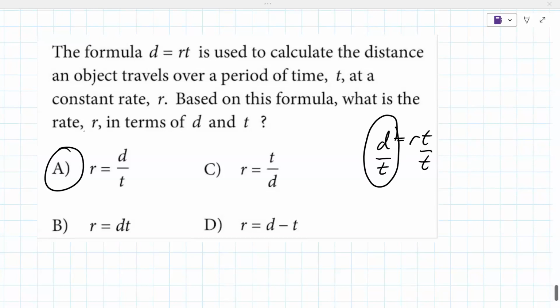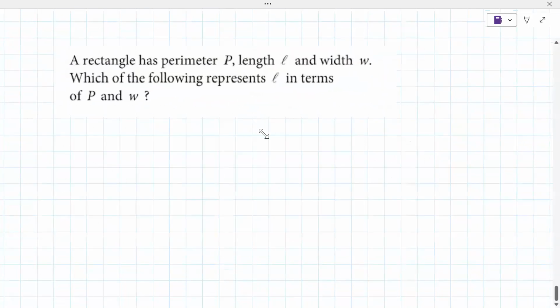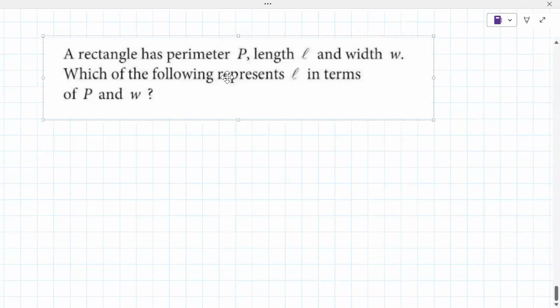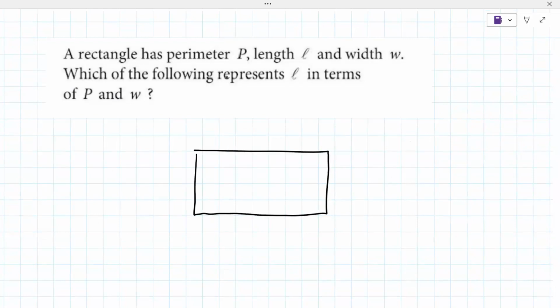Okay. Now sometimes they don't give you the formula here. It says a rectangle has perimeter P, length L, and width W. So the picture of this would look something like the following. This is L, this is W. Could you give me the equation for perimeter based on this?